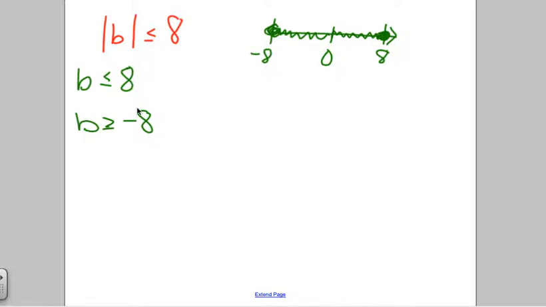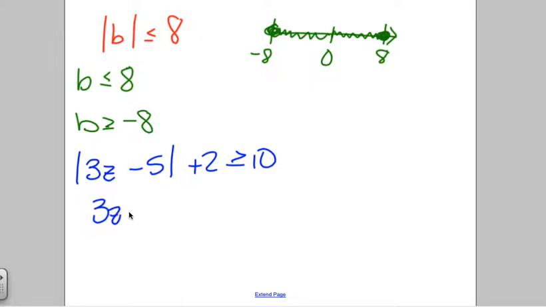So for example, if I have 3z minus 5 in absolute value bars plus 2 greater than or equal to 10, I'm going to get the absolute value by itself first in the inequality. So 3z minus 5 is greater than or equal to 8. All I did was subtract 2 from both sides.